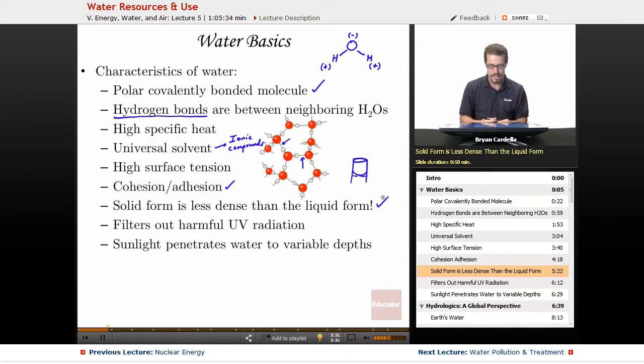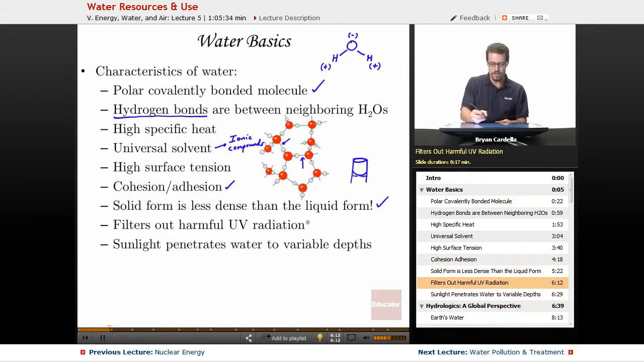It'll be less dense. That's important because if you think about all the glaciers and polar ice caps on the surface of the ocean, if ice didn't have that quality of floating on top, the Earth would be a very different place, and who knows what life would be like or what the circumstances would be related to that difference.